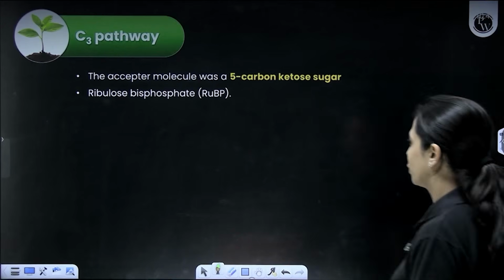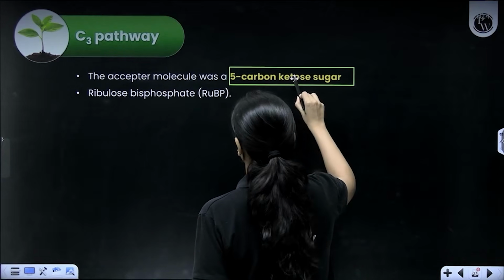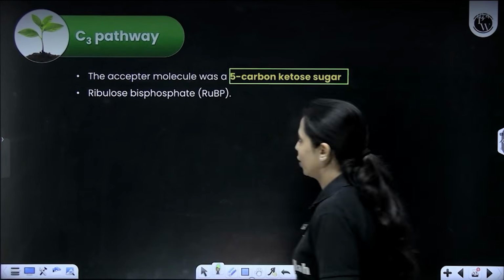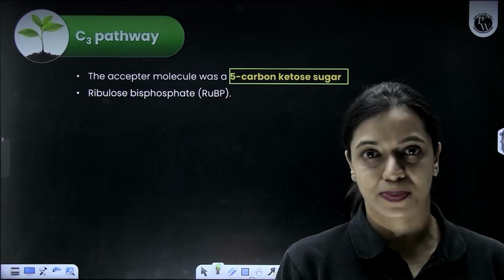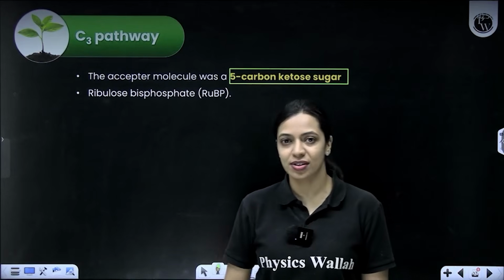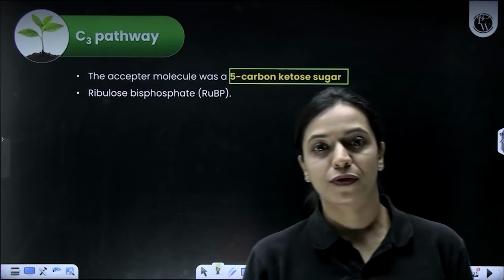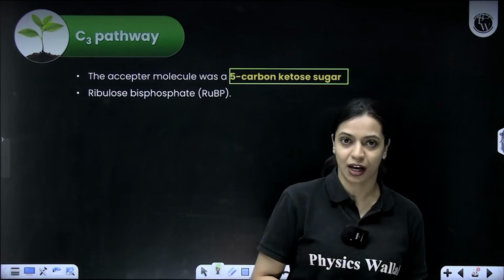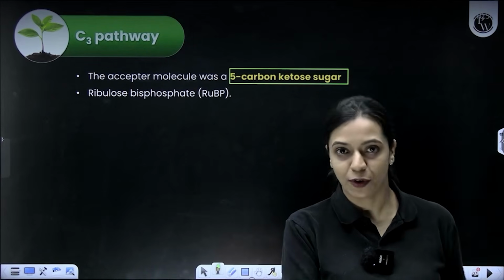So in C3 pathway, the first acceptor molecule of carbon dioxide was found to be a 5 carbon molecule called ribulose bisphosphate. Ribulose 1,5 bisphosphate. Ribulose is a 5 carbon containing sugar. It is a pentose sugar. It has two phosphates, one at the first carbon and one at the fifth carbon. So that's why it's called ribulose 1,5 bisphosphate.